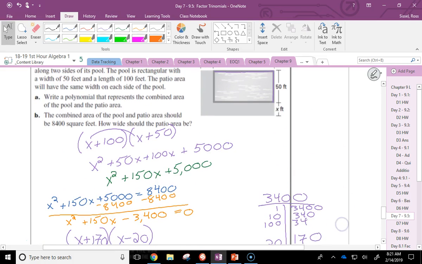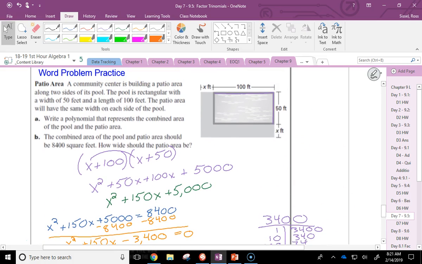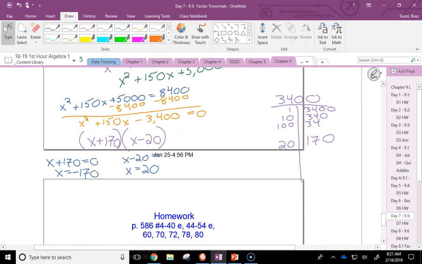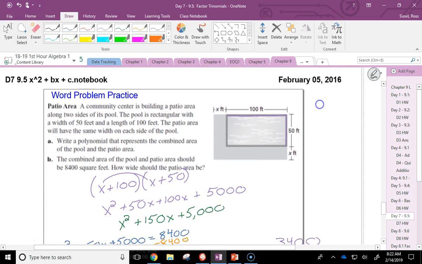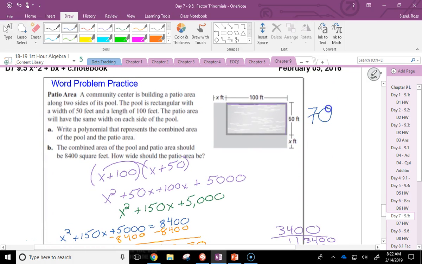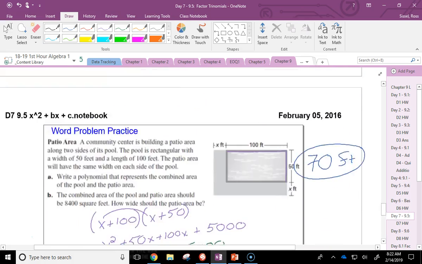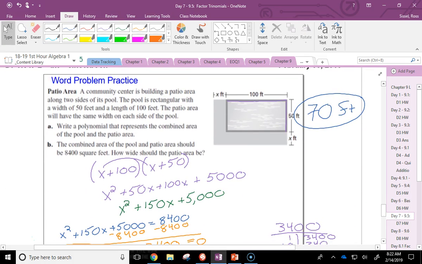So you have to find the how wide. So it would have been 50 plus your x. Well, we won't use the negative 170 because that's going to give us a negative number. So 50 plus 20 is 70 feet is our final answer. 50 because that's the width.